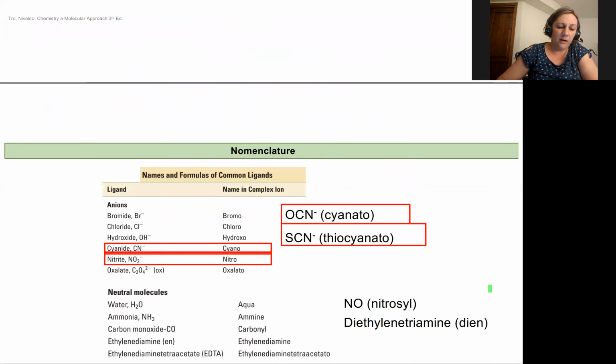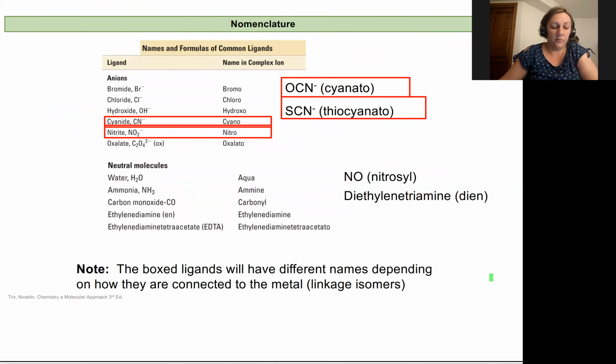And here are some common ligand names that you would use: their given name as an anion, and then how you would convert that to the name to use for a complex ion. As you can see, our simple halogens like bromide and chloride become bromo and chloro. Hydroxide, which is a polyatomic ion but has that -ide ending, becomes hydroxo. Cyanide becomes cyano. Nitrite becomes nitro. Oxalate becomes oxalato.